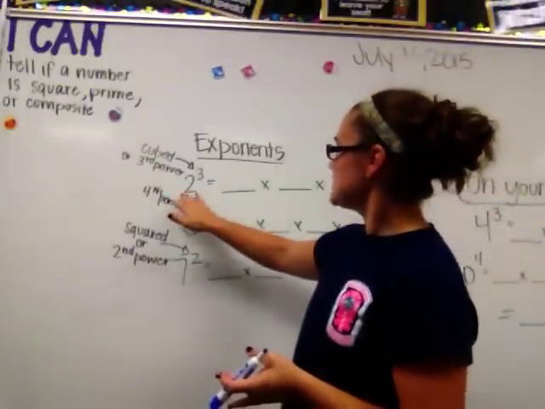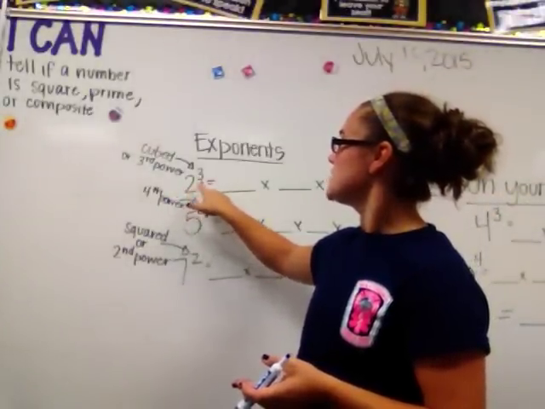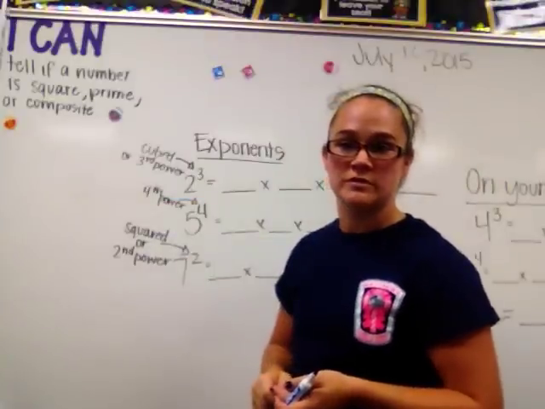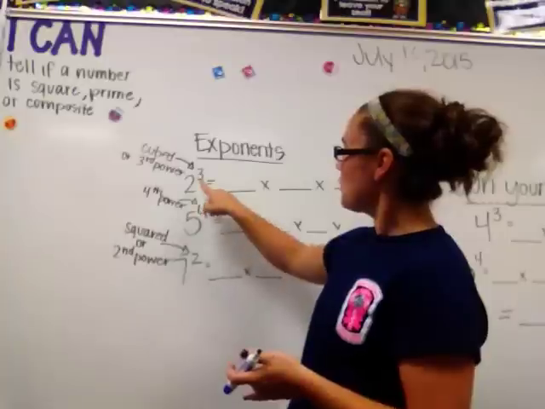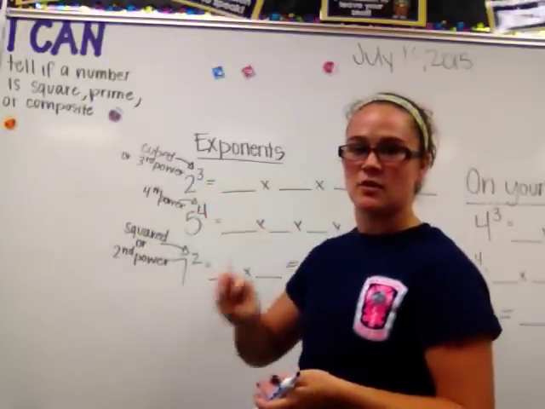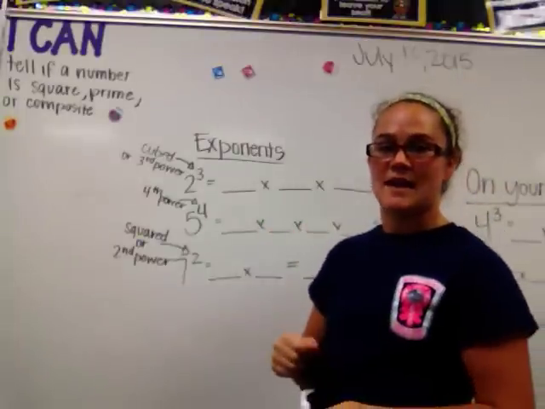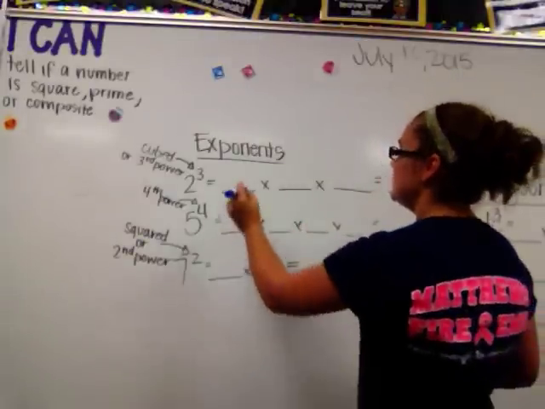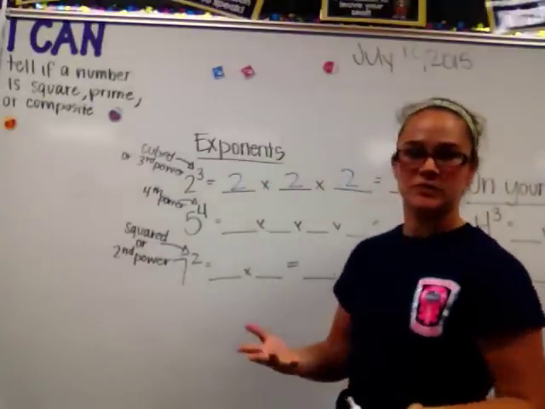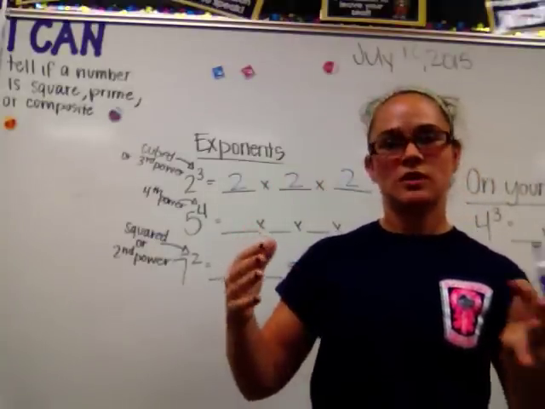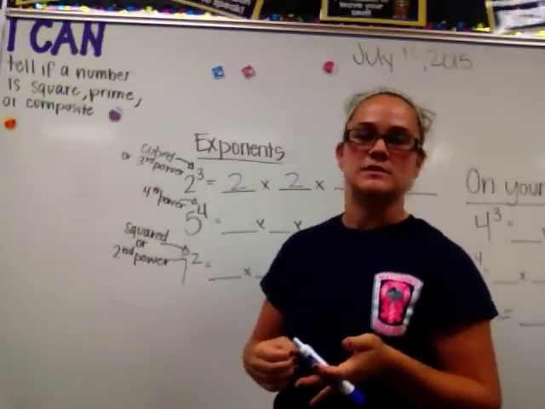So in our first example, I've written 2 to the third power, or you can also say that is 2 cubed. Okay? You'll hear it both ways. Both are correct. Really, what that 3 is telling you is that there are 3 2's being multiplied together. So if I were to write that as a multiplication sentence, it would look like 2 times 2 times 2. Okay? Pretty easy. It's just shortening it so that we don't take up as much space. In math, we like to make things as quick as possible.